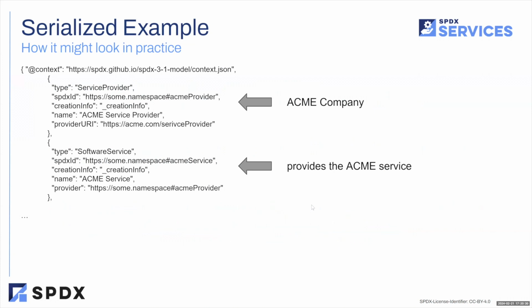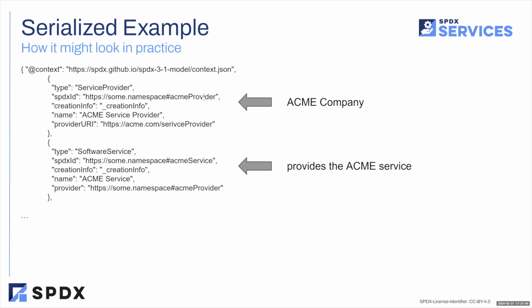Now I'm going to really get into the weeds a little bit here. I apologize for going into a lot of detail on this, but I just wanted to show you what this actually looks like in practice. So this is a typical SPDX 3.0 format, JSON format. And you'll see here it has a type, which is a service provider, ID, creation information, the name, the provider URI. So all of these fields relate back to the model picture I was showing you before.